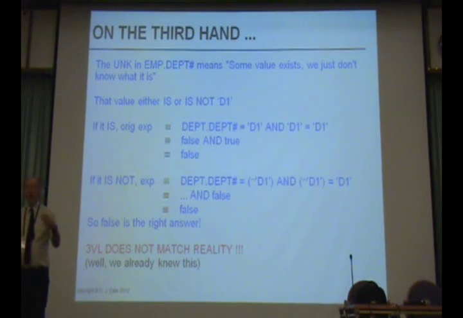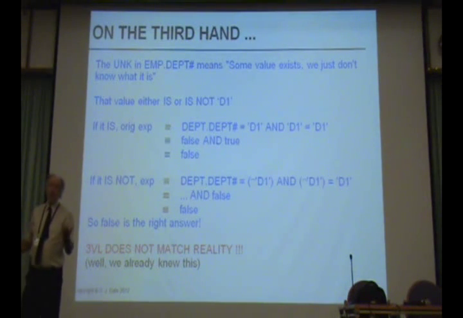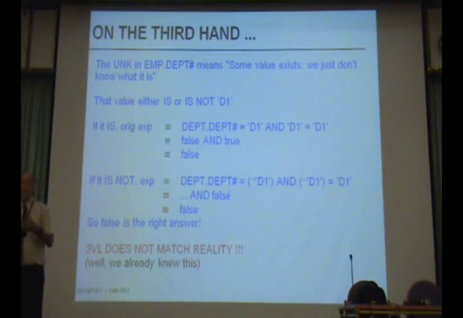And by the way, this is not new news. Logicians have been studying what they call many-value logics for something like 100 years now. And they're fun. There's all kinds of interesting things you can do with them. But one thing you can't do with them is solve the missing information problem, because of this kind of issue right here. Three-value logic does not match reality.